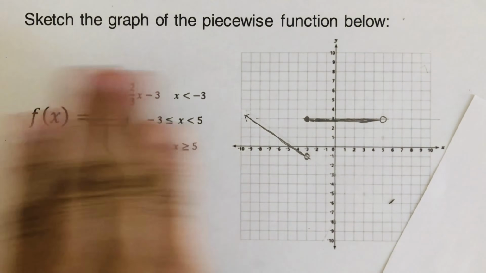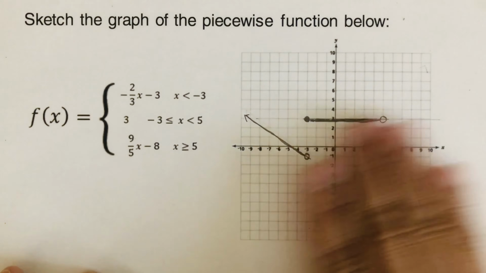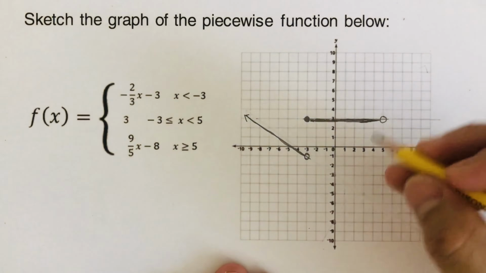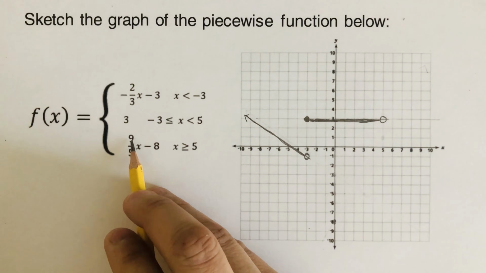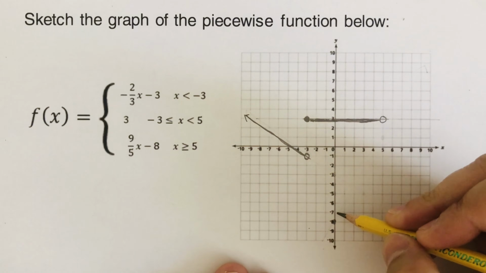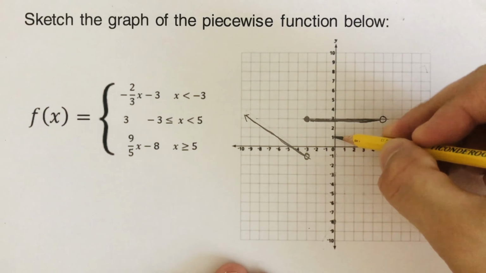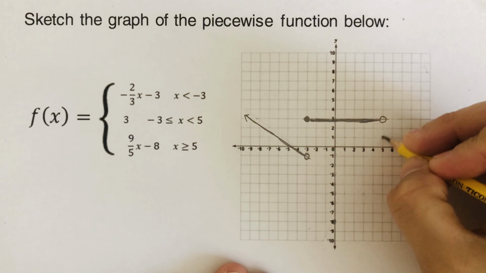Which is f of x equals 9 over 5x minus 8. So we start on -8. That's the y-intercept. Then I go up 9 over 5. So from -8, I go up 9: 1, 2, 3, 4, 5, 6, 7, 8, 9. Over 5: 1, 2, 3, 4, 5. So this is over 5.